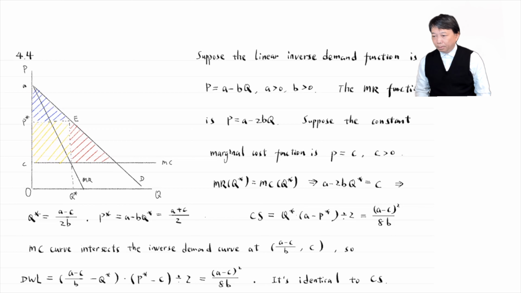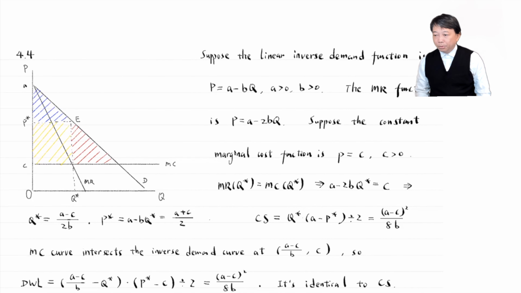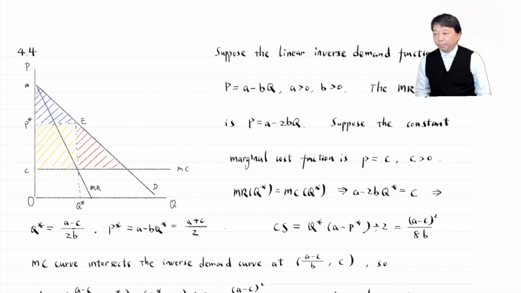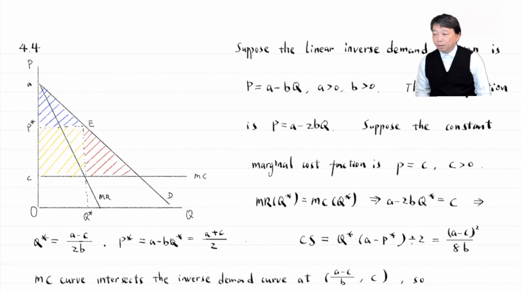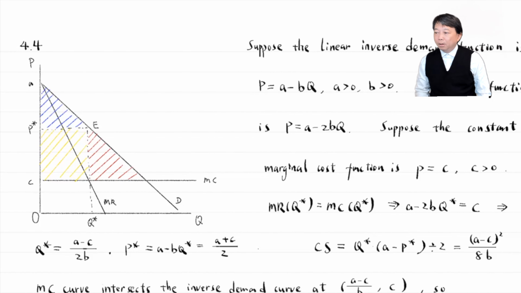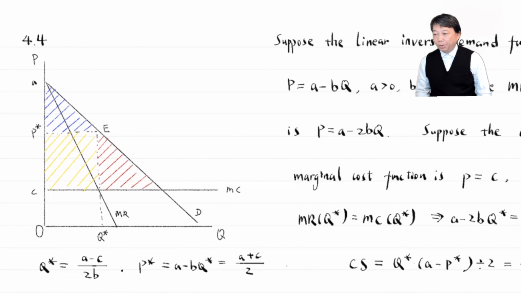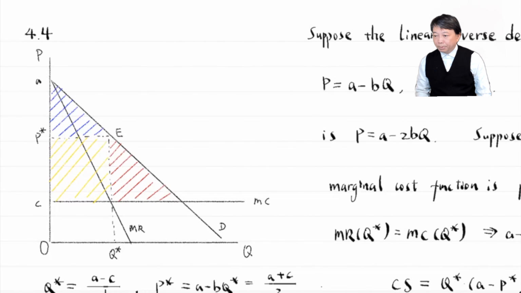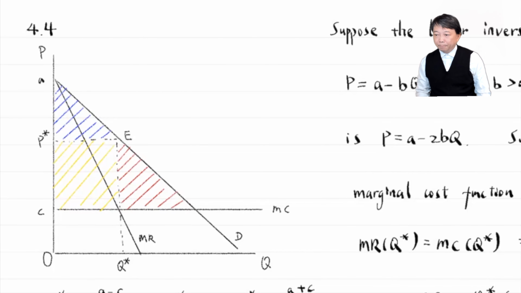We can also see it intuitively from the graph. The firm's marginal revenue curve is also linear for any linear inverse demand curve. It cuts any horizontal line in the middle. For the blue triangle, the consumer surplus, and the red triangle, the deadweight loss, they have the same base and the same height. So these two areas are the same.